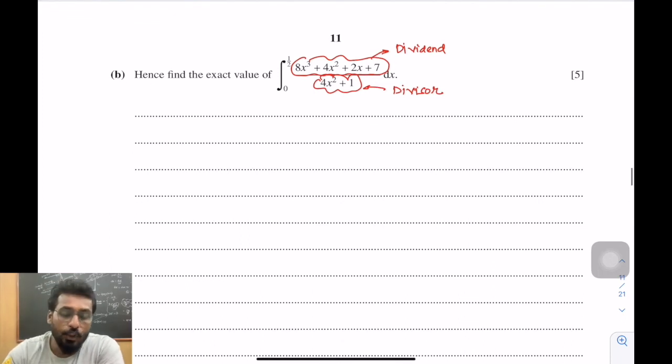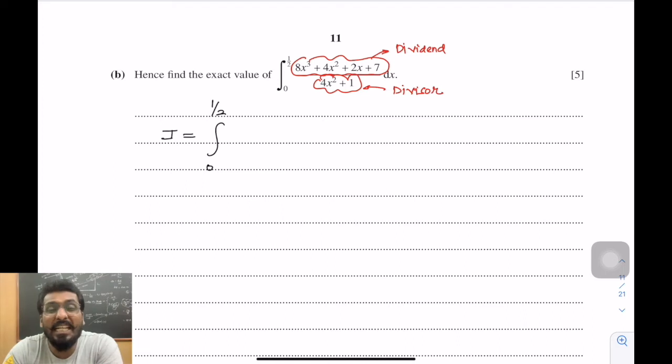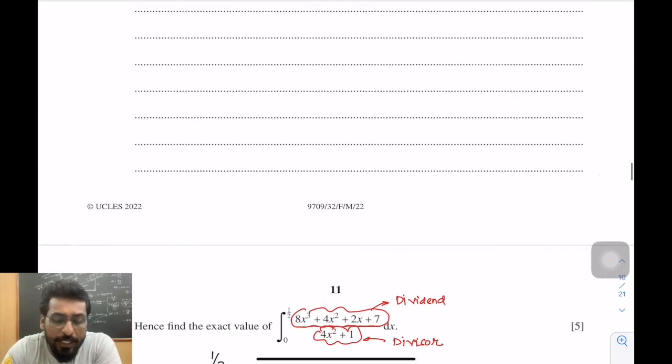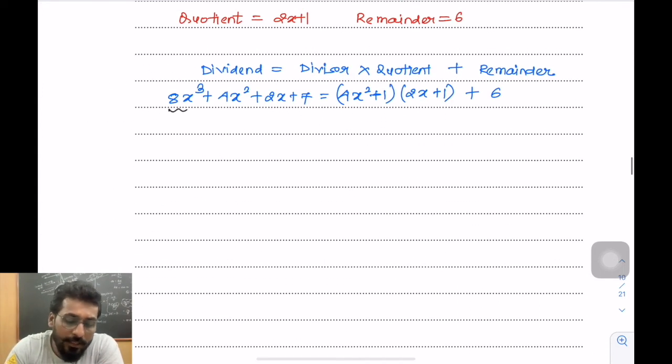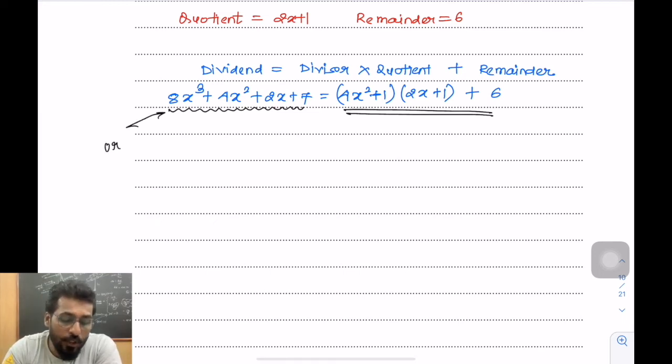The answer should be written something like this. So I'm going to proceed with the solution. I have I is equal to integration 0 to 1 upon 2. The dividend that you have. So can you write the dividend like this? See, 8x cube plus 4x square plus 2x plus 7 is actually this answer, right? So you can use this answer 4x square plus 1 times 2x plus 1 plus 6. If you try and simplify this, you will definitely get the original polynomial.